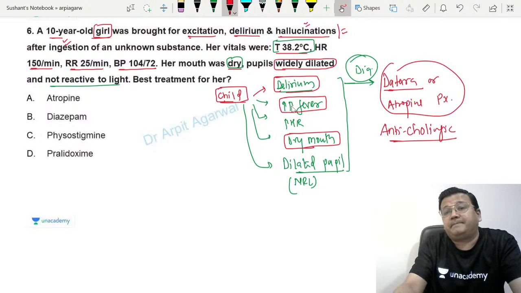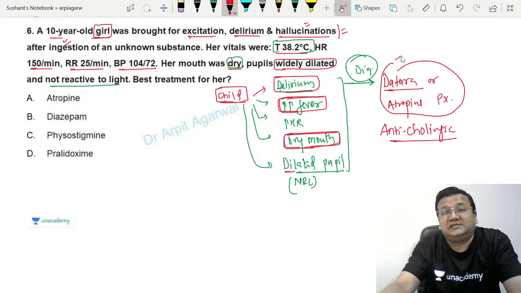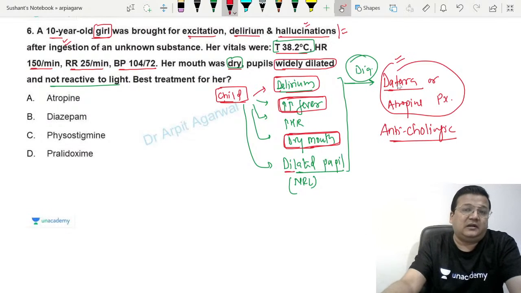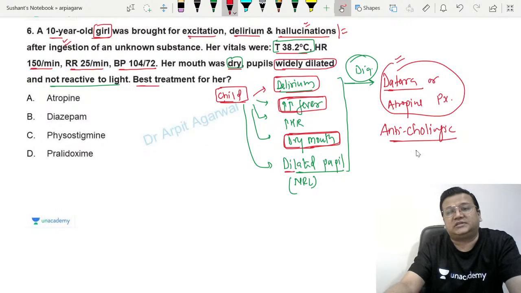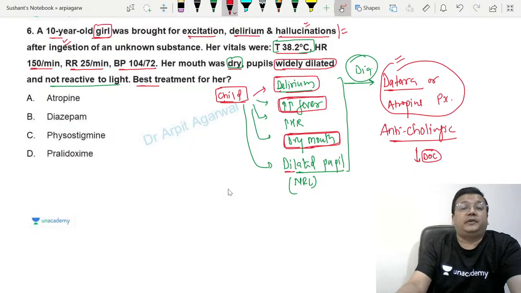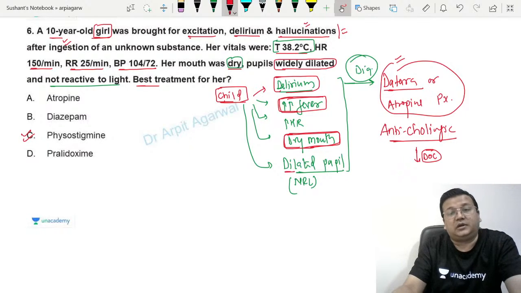So delirium, hyperthermia, and dryness. These are the principal features, along with dilated pupil. Diagnosis is very clear, datura or atropine poisoning. Best treatment, drug of choice for this. Drug of choice, please remember, for atropine poisoning, physostigmine. Physostigmine.